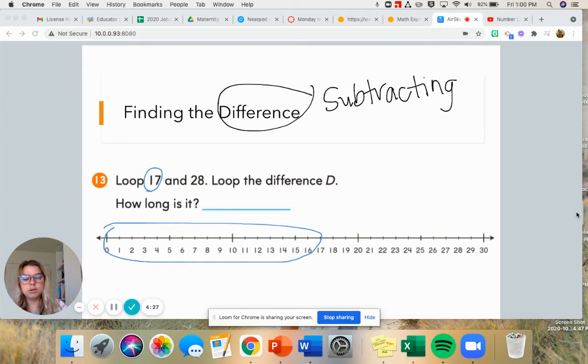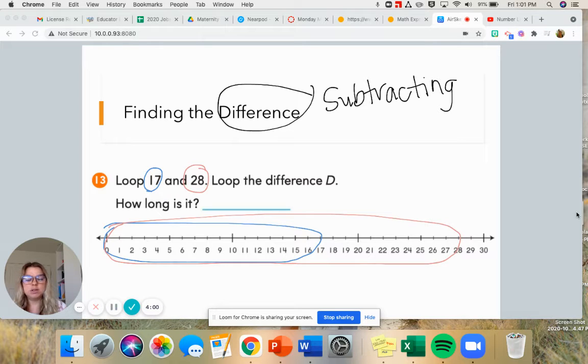Now I need to loop 28. I'm going to loop it in a different color just so it's not so confusing. I need to start at 0 to go all the way to 28 as well, because we always start at 0 when we count numbers. So I'll start over here at 0 with my pink line, and I'll loop all the way to 28. Okay. So I've done the first part. I've looped 17 and I've looped 28.